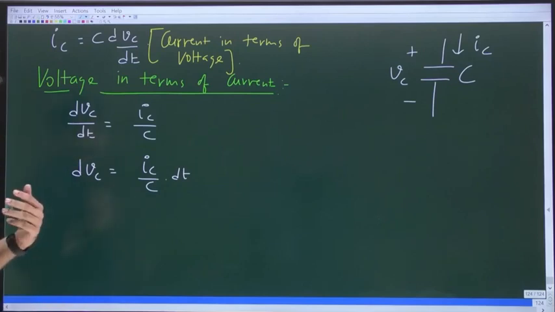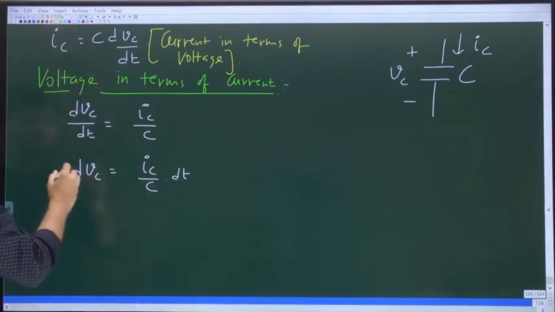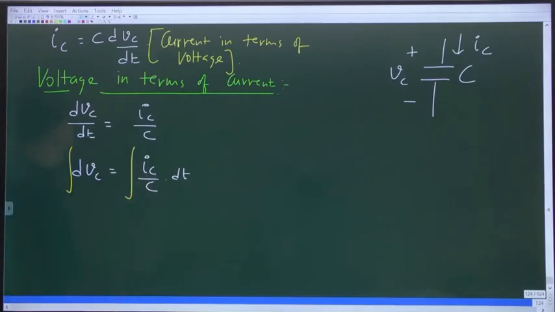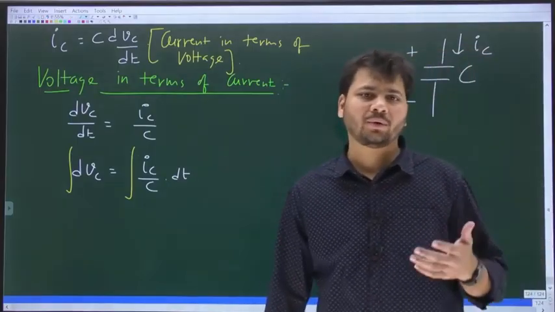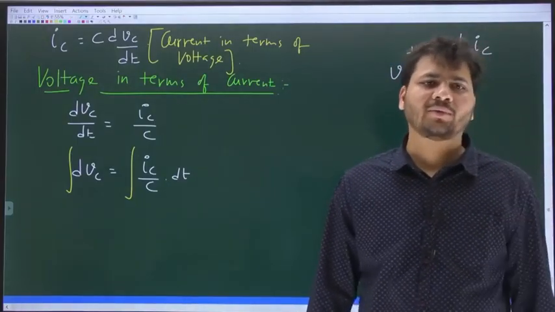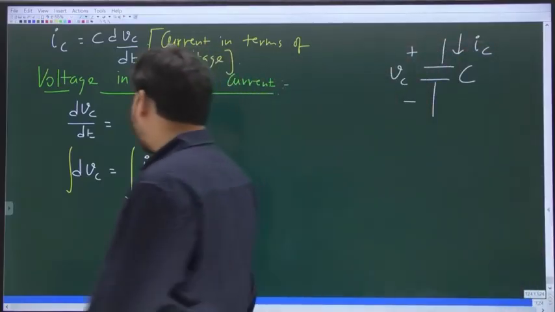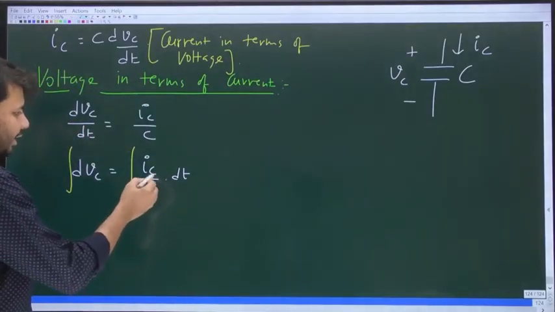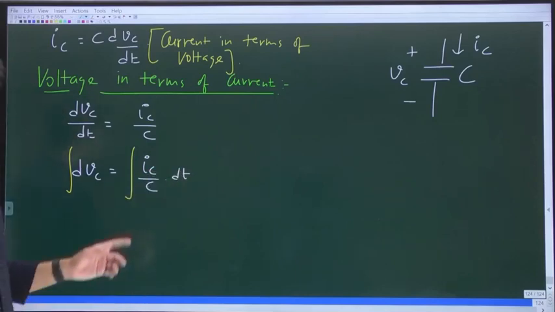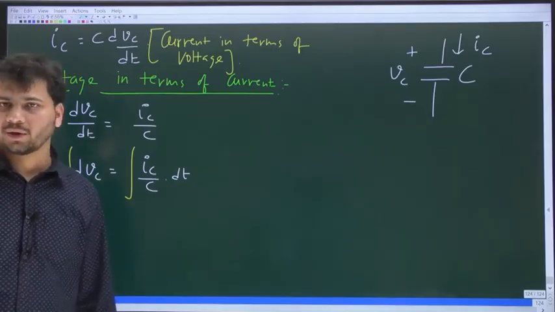What is our goal? It is to find Vc in terms of Ic, and right now the equation contains dVc. We just have to integrate on both the sides. Let us say we would like to find Vc as a function of time. So what are the limits of the integral on the right hand side? On the right hand side the integration is dt, that means integration is with respect to time.